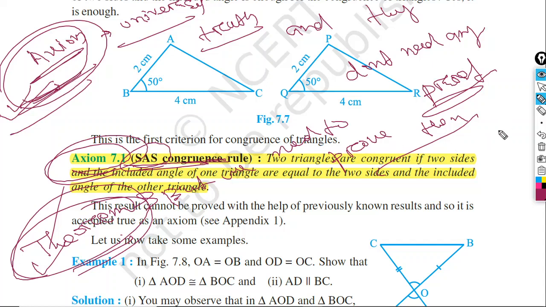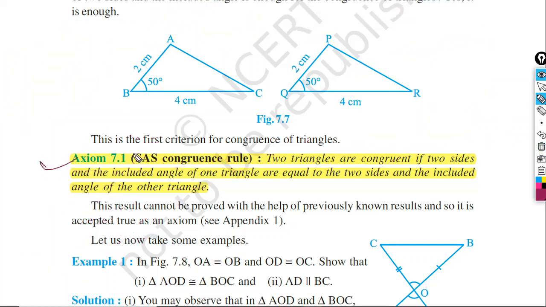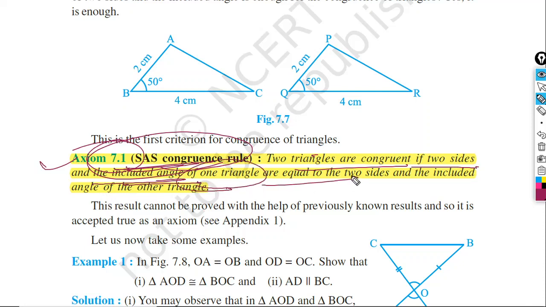So now we will consider an axiom. Axiom 7.1. What is the axiom saying? Side angle side congruency rule. So it is an axiom. We don't need to prove it. Two triangles are congruent if two sides and the included angle of one triangle are equal to two sides and the included angle of the other triangle.